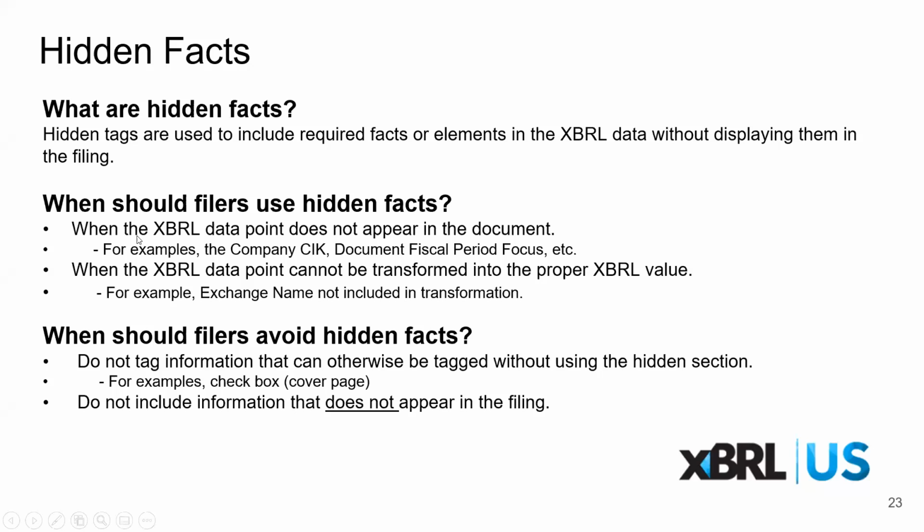And then we also want to pay attention to not include information that is not actually disclosed in the document. CIK is a required DEI information, but if you have other disclosures that were not provided in the document, you would not be adding them to the hidden section.